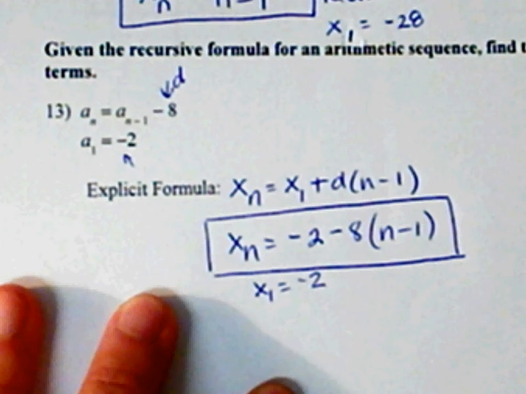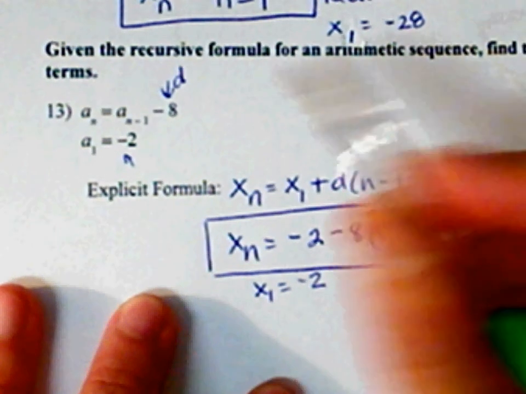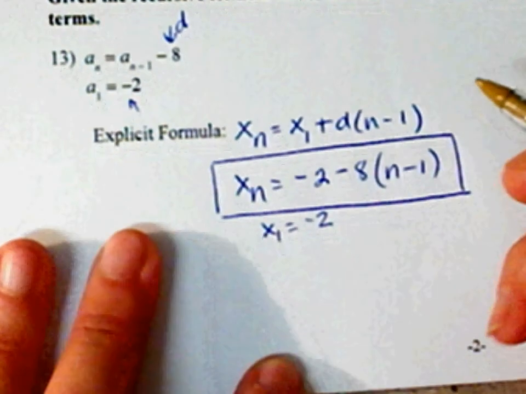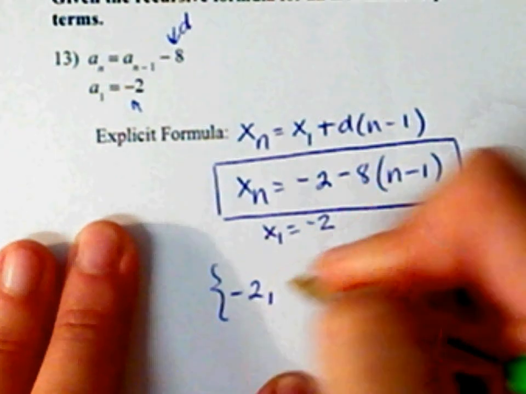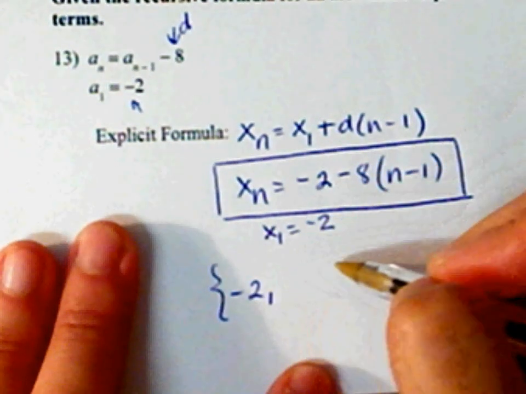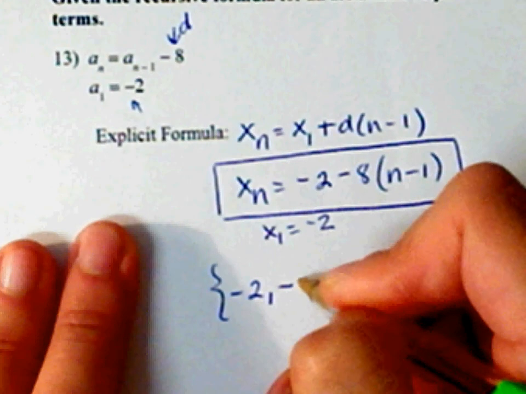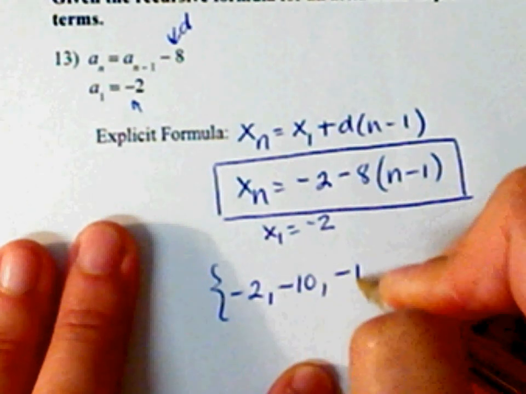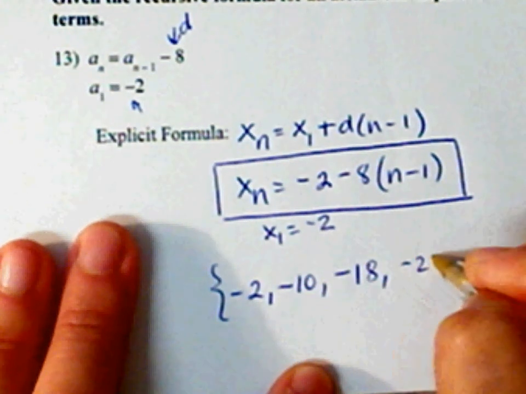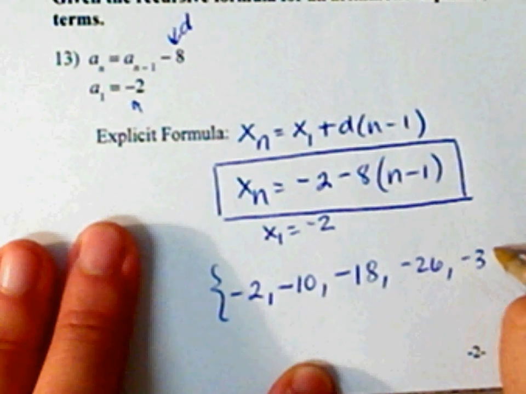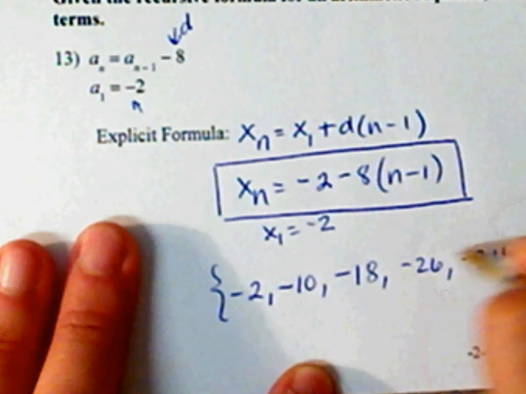What are your first 5 terms? Well, you start off at negative 2, okay? And you're going to keep adding, actually subtracting 8. Negative 2 minus 8 is negative 10, minus 8, negative 18, minus 8, negative 26, minus 8, negative 34. 1, 2, 3, 4, 5. And there you have your 5 terms.